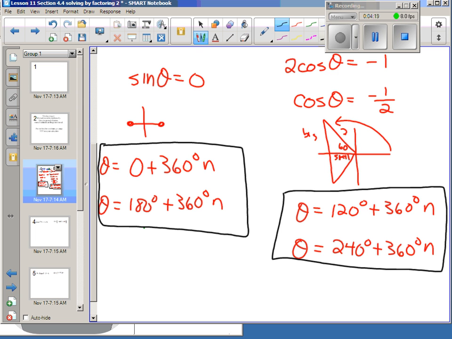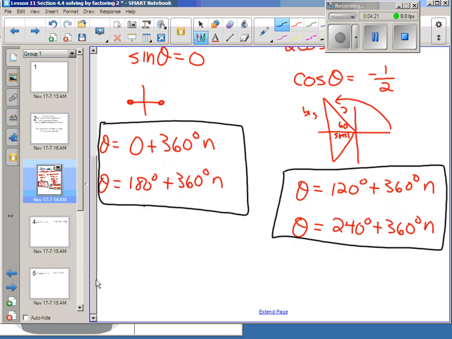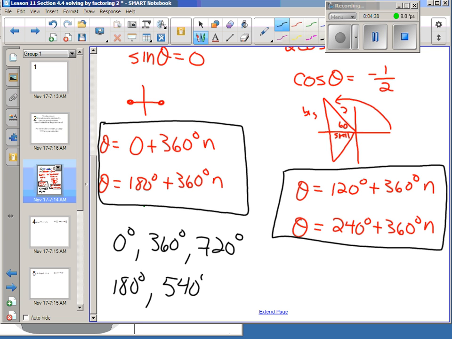And now I want to know what are the possibilities from 0 to 720. So I have 0, and if I add 360, I get 360. And if I add another 360, I get 720. And if I add 360, I will be more than 720. From the bottom equation, I get 180. And if I add 360, I get 540. And if I add any more, I will be too big.